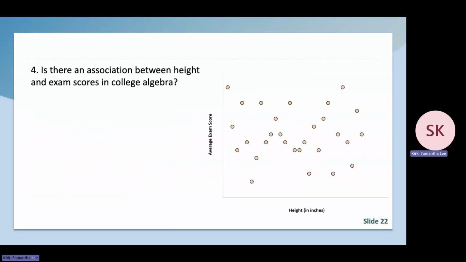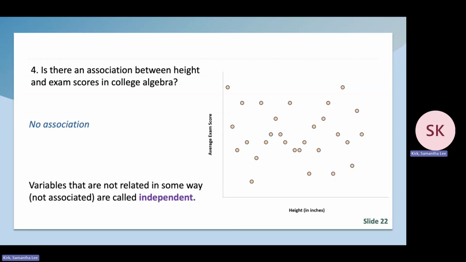Okay, is there an association between height and exam scores in college algebra? So here we have a bunch of students, we have their heights and their exam scores, and we don't even have the numbers, we just have a bunch of dots. Just looking at the dots and thinking about height and exam scores, would you think there's an association or a relationship between those two? I would say no, and there doesn't seem to be a real pattern here. So I would say there's no association. So variables that are not related in some way are called independent.